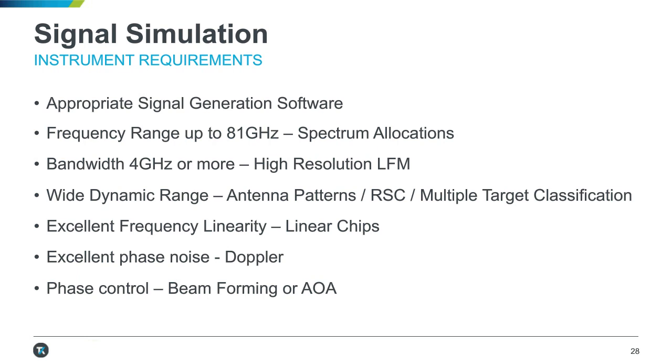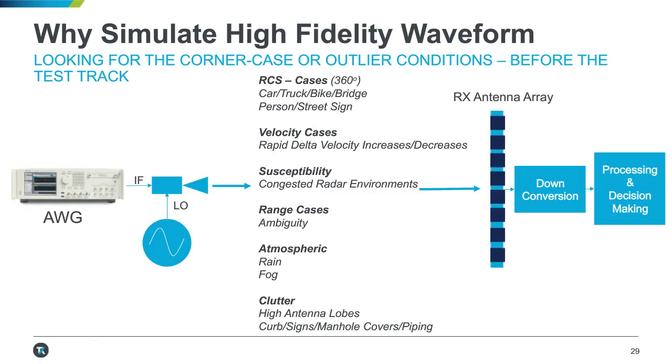So this is my view of the world when we talk about arbitrary waveform generators. We need to generate the radar cross-section. Is it a car, truck, bike or bridge? Street sign. We've got a number of velocity cases that we need to emulate. Rapid delta in velocity decrease or increase. Susceptibility. There'll be other radars in this environment. It's going to be a congested environment as we go forward. Range cases, of course, with ambiguity, targets close together or are they far away? Are the multiple targets gathered in a cluster? Can we detect each one of those targets and identify them?